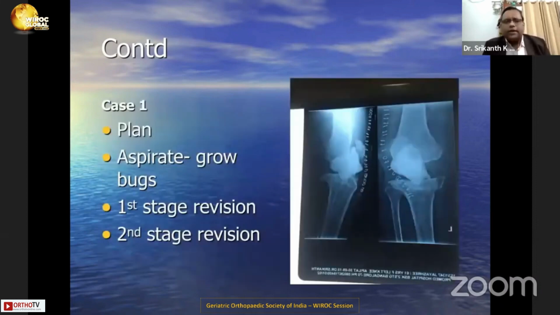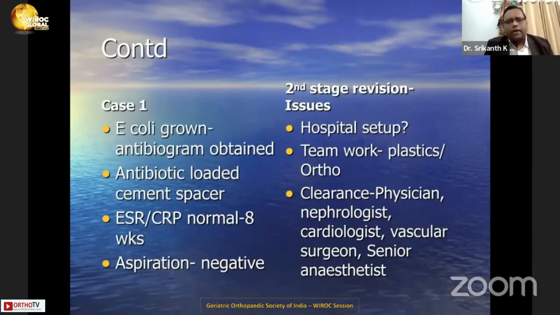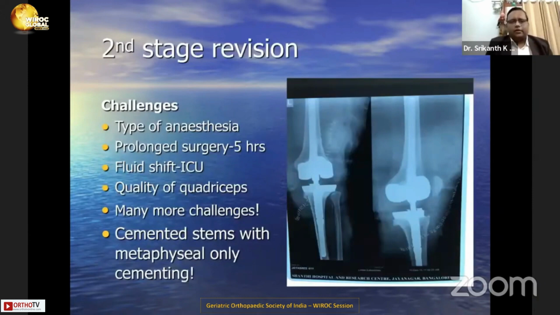So we aspirated, planned the revision in 2 stages. We grew E. coli, got an antibiogram, put an antibiotic loaded spacer. The inflammatory markers came normal in 8 weeks. Further aspiration was negative. Then we planned a combined orthoplastic procedure. Had to get clearance from all the senior guys. And it was a prolonged 4.5 to 5 hour surgery. And despite the rectus snip, the quality of quadriceps was poor, so it had to be repaired there.